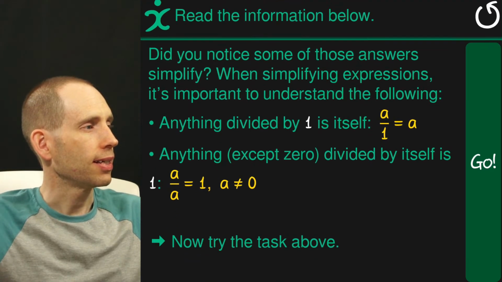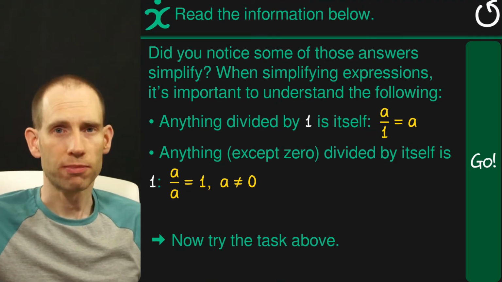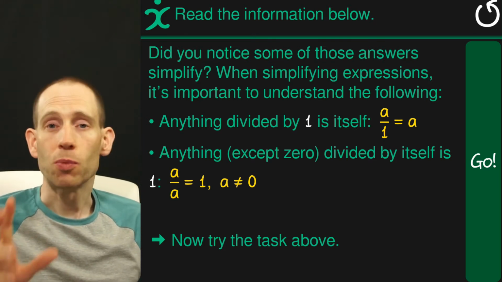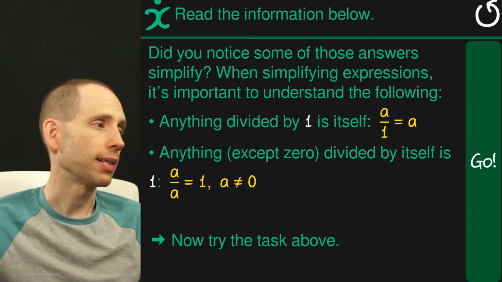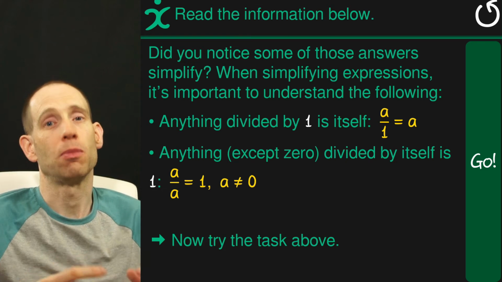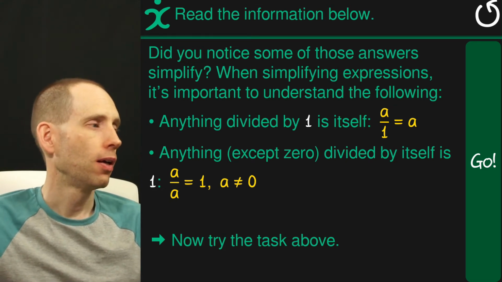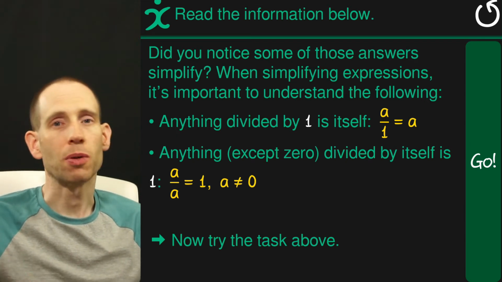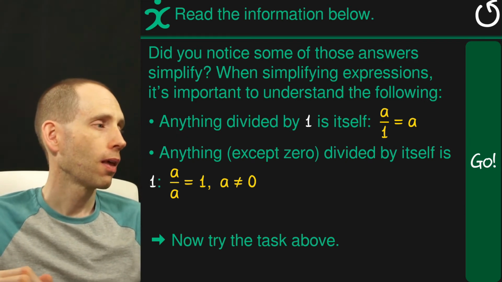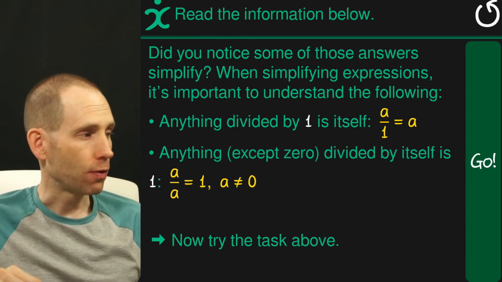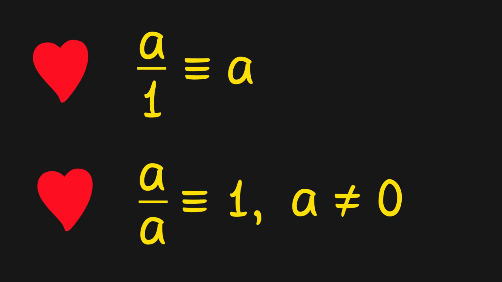Mr. Green's telling us here, did you notice some of those answers simplify? Yes, we did, Mr. Green. When simplifying expressions, there's a couple of important things that we need to understand. Anything divided by 1 is itself, much like anything multiplied by 1 is still itself. Hopefully we're familiar with that idea. 7 divided by 1 is 7. 23 divided by 1 is 23, and so on. And then anything except for 0 divided by itself is 1. So here I've got a divided by a equals 1, as long as a isn't 0.